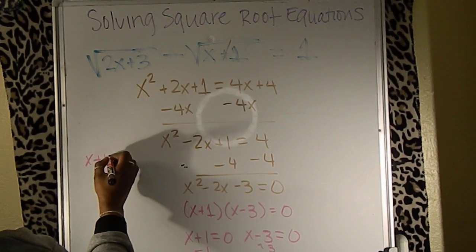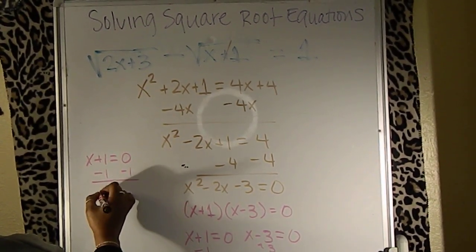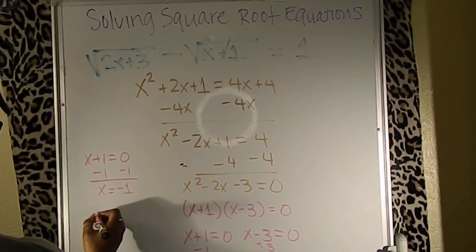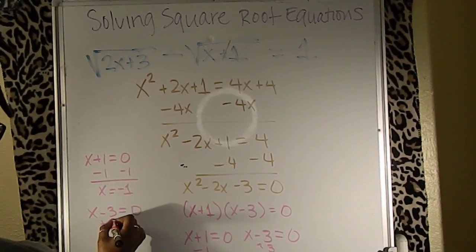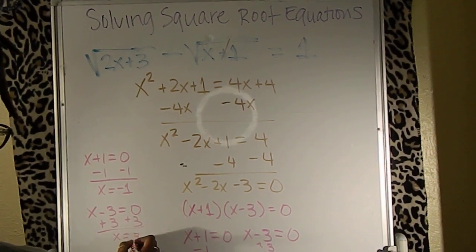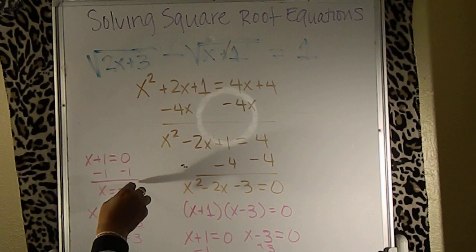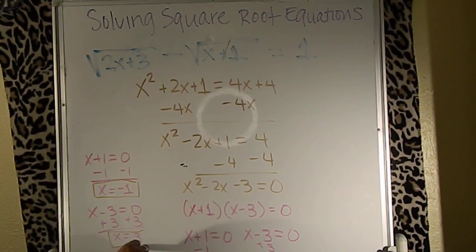X plus 1 equals 0. Minus 1, minus 1. X equals negative 1. Or x minus 3 equals 0. Plus 3, plus 3. X equals 3. So your answers are negative 1 and positive 3.